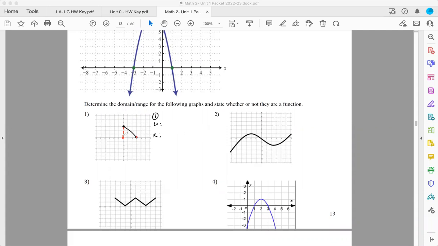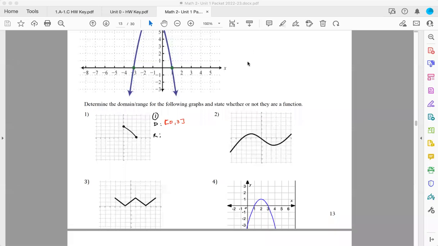So the domain is from 0 to 1, 2, 3. So the domain is 0, included 0. So we're going to put a bracket, comma 3. Why included? Because these are closed circles. That means when you map them, whatever value you map them to is also included, okay? So this is the domain.